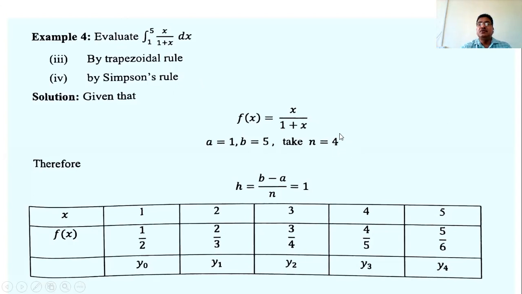So n is 4 because it is convenient to solve the example. N is 4. So h is what? (b - a)/n. We can also divide into a different number of sub intervals, we can also take n equal to 6 or 8, and then h is what? (b - a)/n, that is (5 - 1)/4, that is 4/4, that is 1.